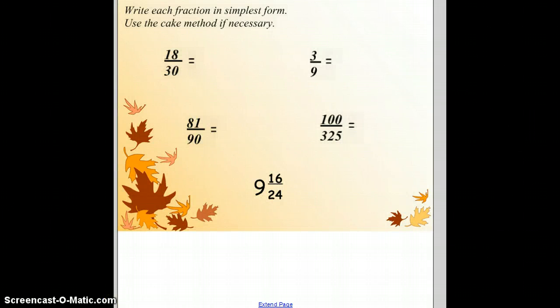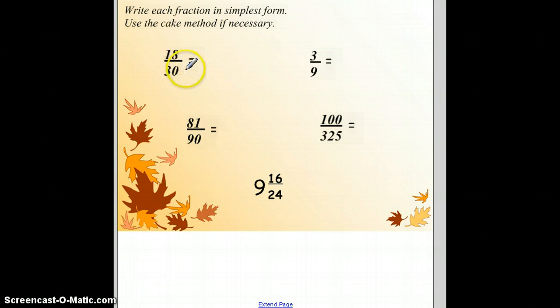Alright, now it's your turn. Copy each of the fractions into your notebook where you have your grids, and you'll notice you have a mixed number here as well. Use the cake method if necessary. If you don't need the cake method and you can simplify it on your own, that's fine. But copy the fraction and then write it in simplest form. Pause the video.